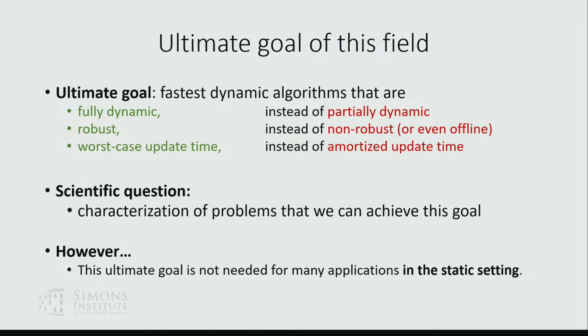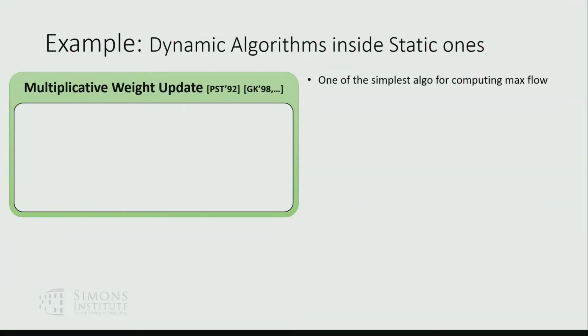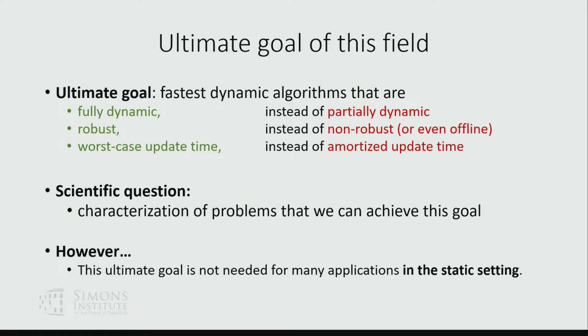Many times we design dynamic data structures so that we can get a faster static algorithm, and all these three things are not always needed. To give you an example, I want to tell you one simple example of how one can use a dynamic algorithm inside a static algorithm. And you will see that the strongest model that we want is not always necessary.